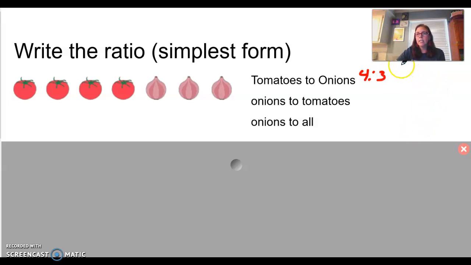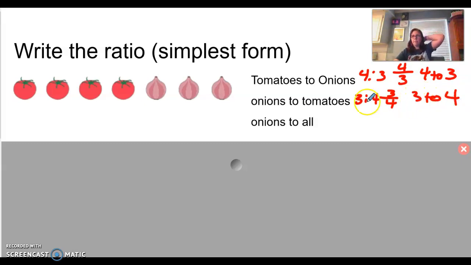That's it. If it said to do it all 3 ways, you would go 4 over 3 and then 4 to 3. It's okay to leave them as improper. Onions to tomatoes would be the other way. It would be 3 to 4. Okay, 3 over 4 or 3 to 4. I'm not going to do all of them anymore. I'm just going to do the fraction one.